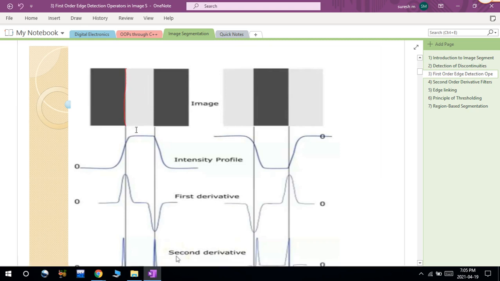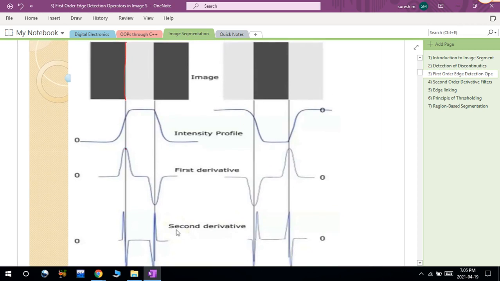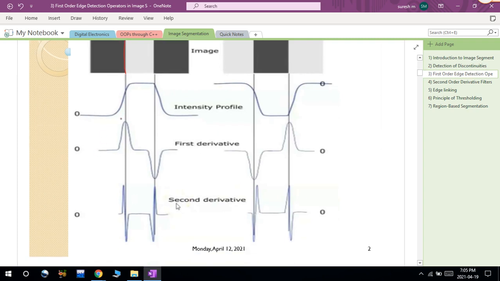And in case of this intensity profile, we will write like this: from 0 it is suddenly changing to 1, and after some point again it is changed to 0. So this is your intensity profile. In case of the first derivative, wherever this 0 to 255, or 0 to 1, happened, at that time I will consider this as a positive edge. And wherever we have 255 again changing to 0, then I will consider it as a negative edge. So I will indicate by using this.